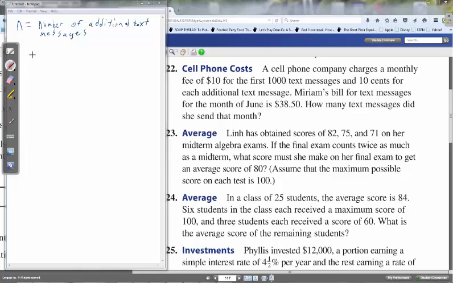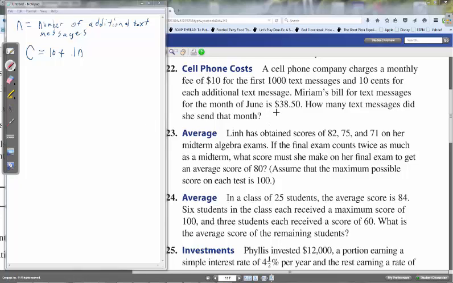So what's her cost function? Her cost equation. Her cost is going to be $10. She always has to pay that. Plus 10 cents for each text message. Well, she has to pay the $10 then. That's just set. And then 0.1, that's 10 cents, times however many of these there are. So 0.1n.